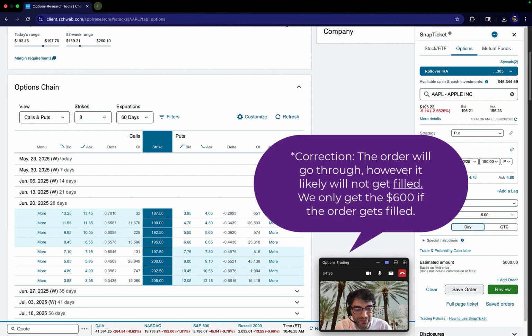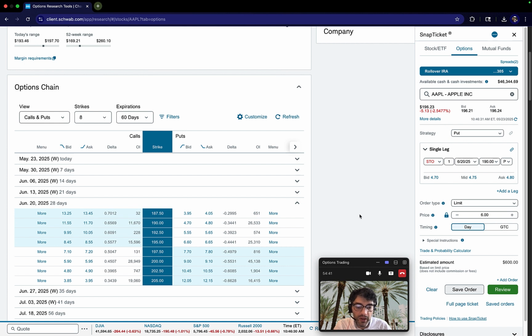However, there's not a very good chance that the order will go through. You're going to have to wait for this to increase up to $6, which, I mean, it could theoretically, but the more you increase, the more you have to wait, and the more likelihood is that you're not going to get filled. So you want to stay within this range.